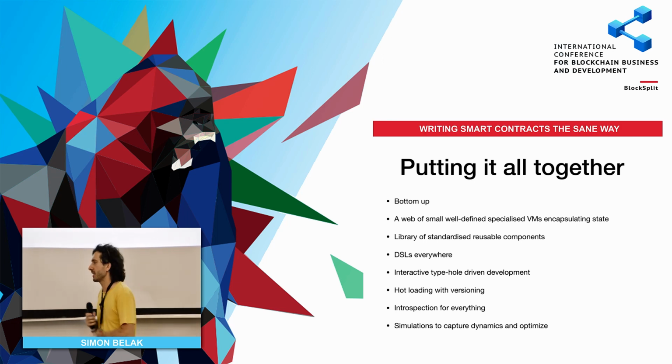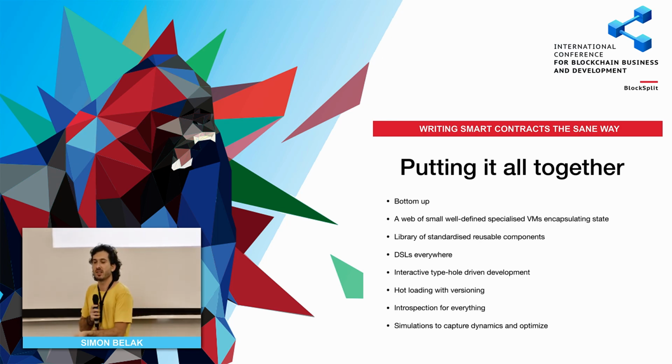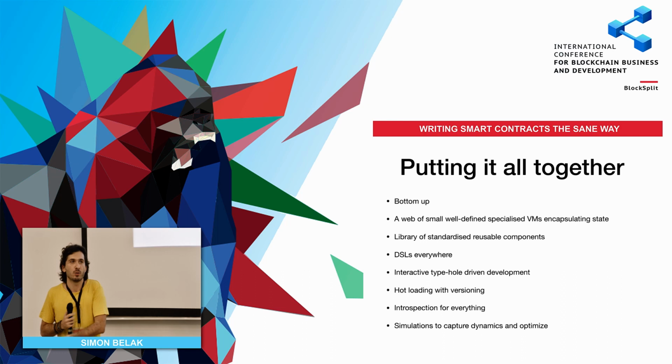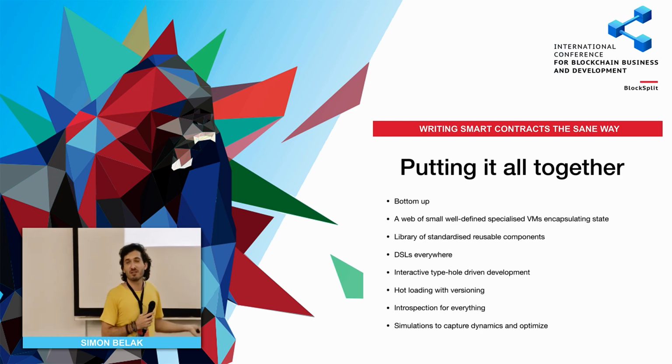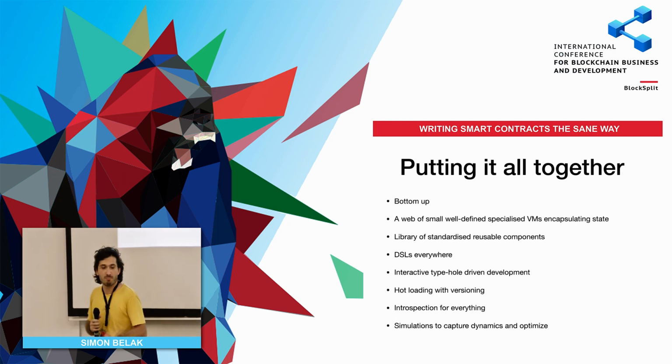And last but not least, the last big component is that we're going to have simulations to help us both understand the dynamics of the system that we're building, and also be a tool that helps us optimize what we're actually doing and run experiments on a massive scale. So with all that put together, and this hopefully much saner vision of how developing smart contracts can be, I leave you if you have any questions.